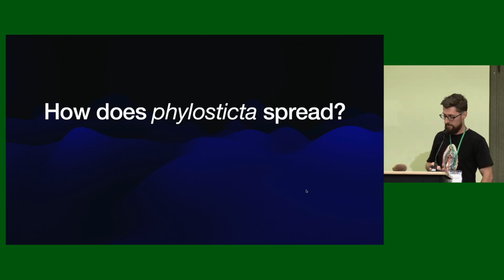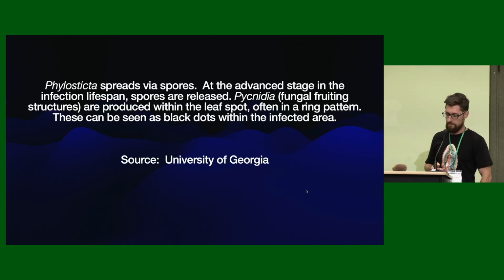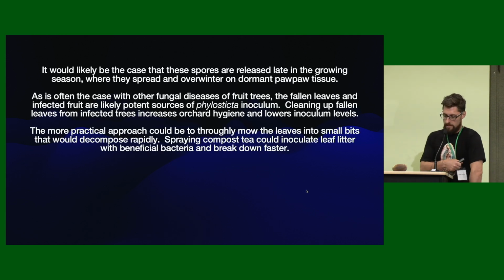How does it spread? So Phyllosticta spreads via spores. At the advanced stage in the infection lifespan, spores are released. Pycnidia, fungal fruiting structures, are produced within the leaf spot, often in a ring pattern, and these can be seen as black dots within the infected area. It would likely be the case that these spores are released late in the growing season, where they spread and overwinter on dormant pawpaw tissue.